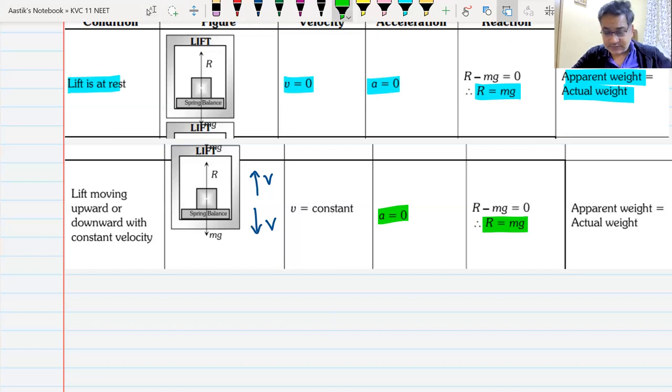I hope you can understand this case is exactly same as when we had done the question of the spring balance. Spring balance moving with a constant velocity, the lift moving with a constant velocity, same case. Noted it down? Yes, sir.